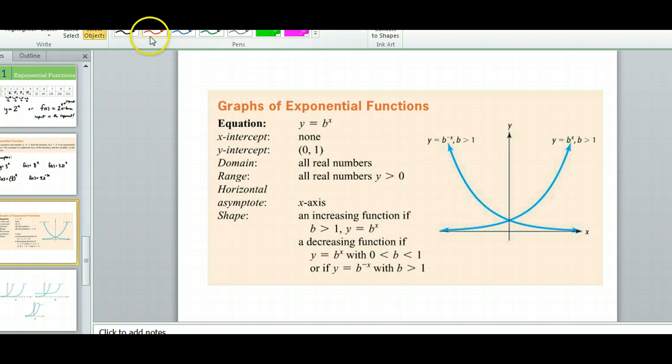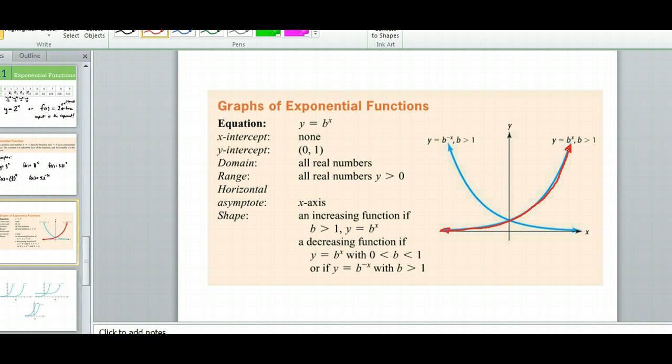Now, I don't like this picture. This is from your book. I don't like this picture that much because it looks like these are both there at the same time, but they're giving you two different types of examples. So I'm going to color in this second one red just to illustrate there are two scenarios going on here.